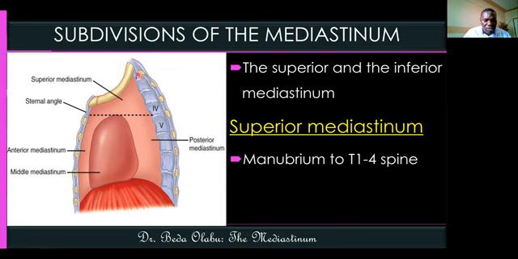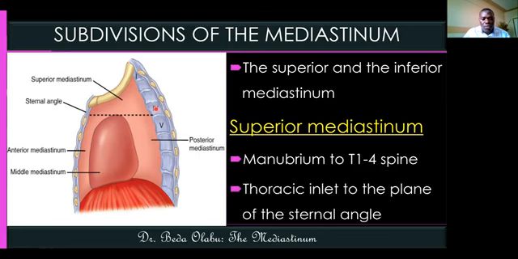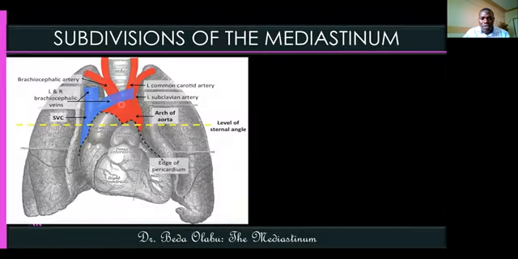And posteriorly, it will end at the upper four thoracic vertebrae. Superiorly, it will begin from the thoracic inlet, which is up here, the region bounded by the first rib, and inferiorly, it will end at this plane, the plane of the sternal angle. So those are the boundaries of the superior mediastinum. What are the contents of the superior mediastinum?